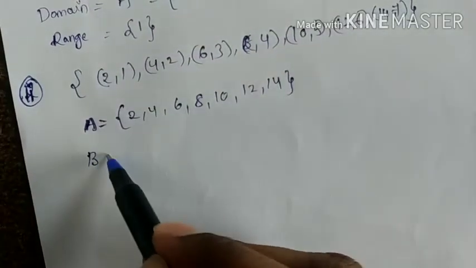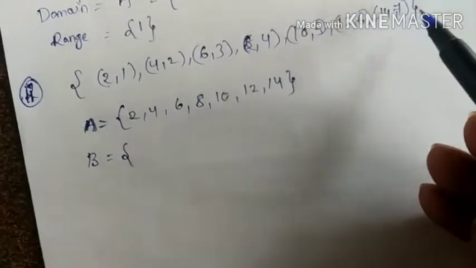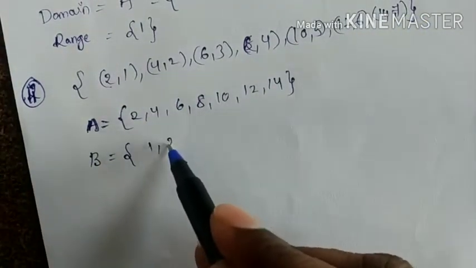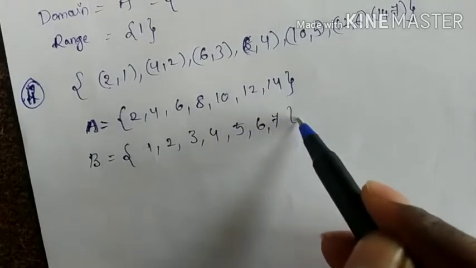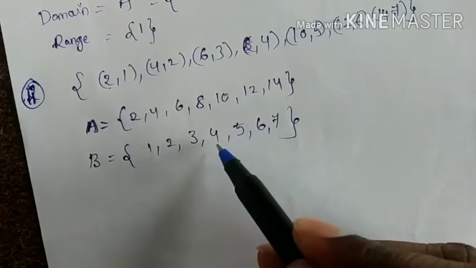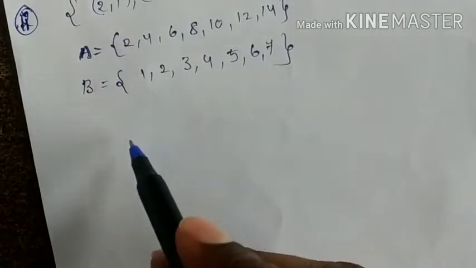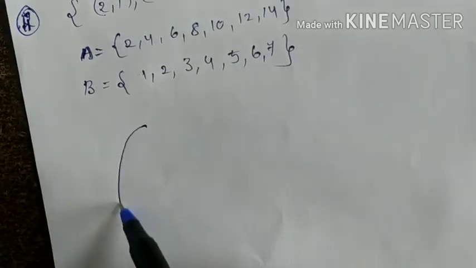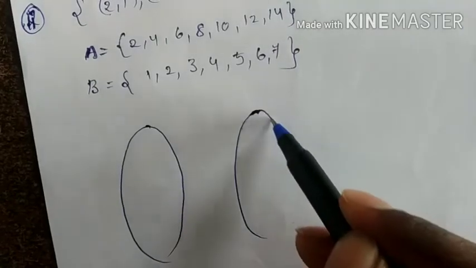Let me take B, assume B is all the second elements of these ordered pairs: 1, 2, 3, 4, 5, 6 and 7. These are the elements in set B. If you draw the map diagram like this, you will understand it in an easy way.